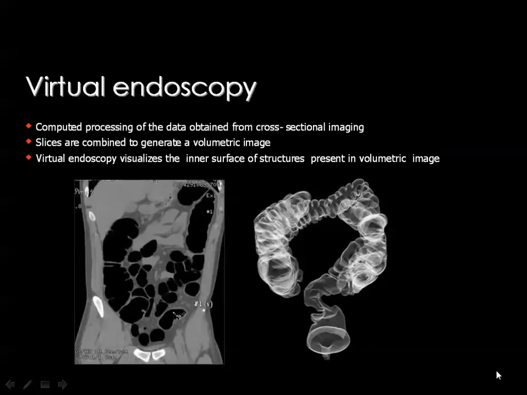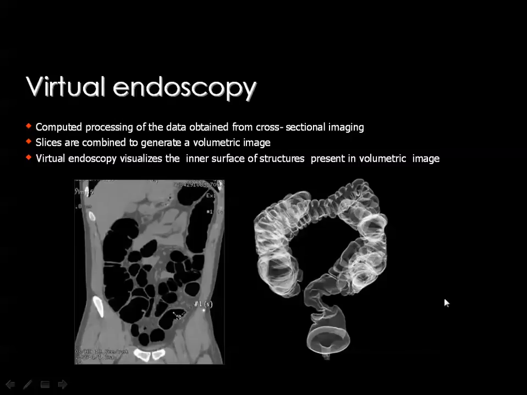Then one of the advantages of MDCT is the ability to perform virtual endoscopy. This virtual endoscopy is performed for any hollow organ like the trachea and bronchi, the colon, the small bowel, the vessels, the cochlea, the urethra, the esophagus, too many structures. And I will give you a single example about the virtual endoscopy of the colon.